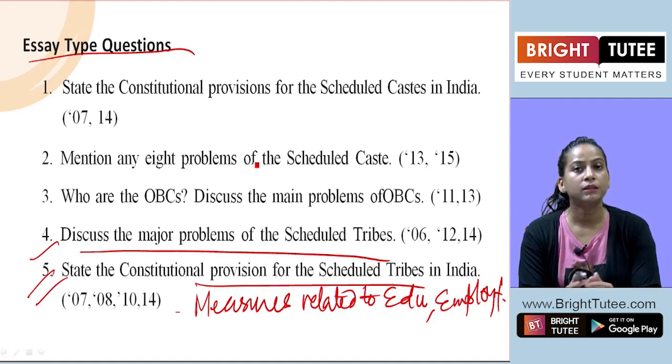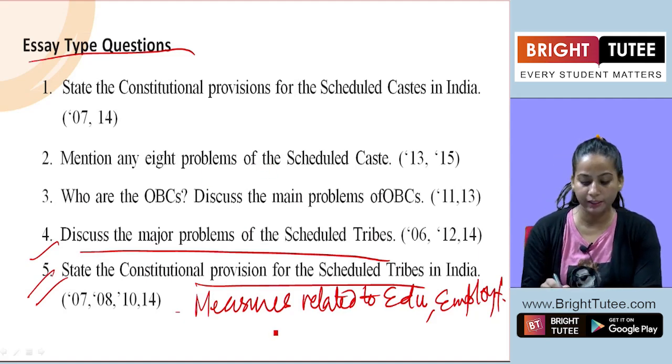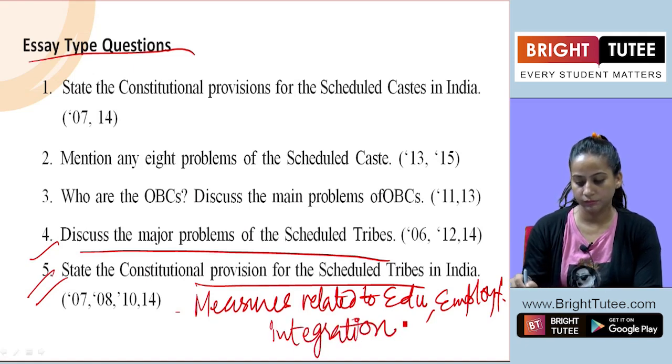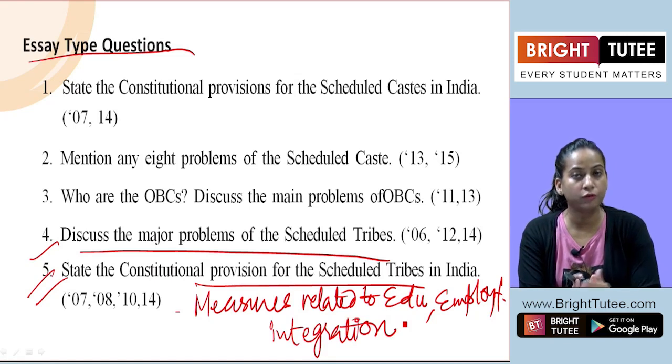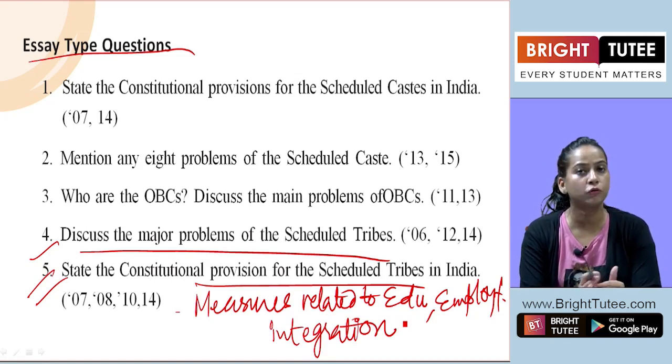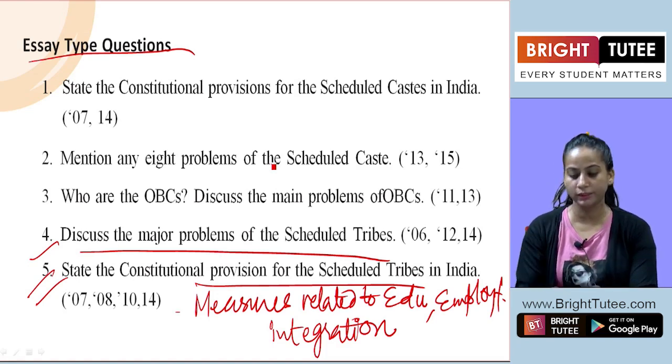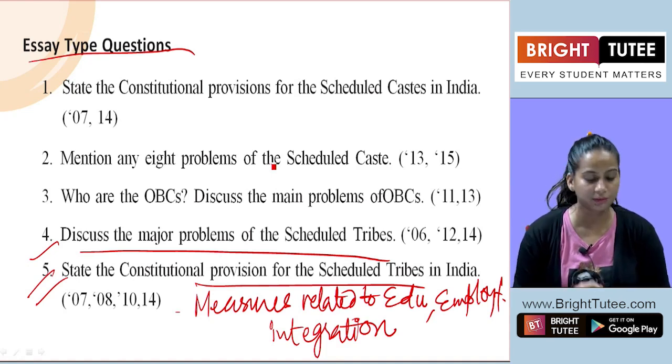And the third one, measures related to integration. The third point you are going to mention, and under that you are going to mention the sub points regarding the safeguards of tribal groups and the safeguards of their culture, tradition and language, how the provisions are already mentioned in our constitution. So all these points we are going to mention here in this question.